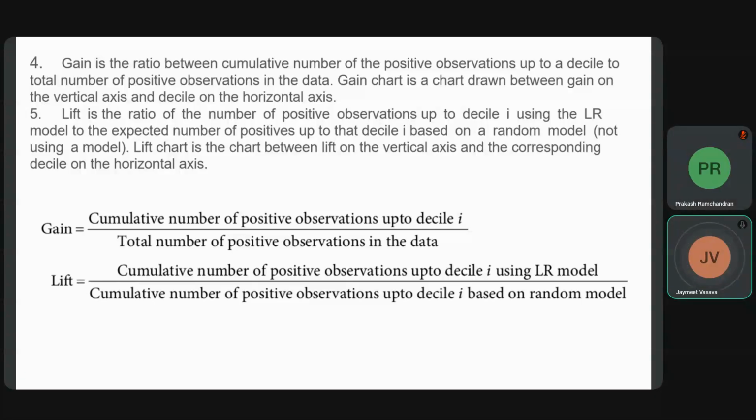So a gain chart is drawn between gain on the vertical axis and decile on the horizontal axis, whereas a lift chart is drawn between the lift on the vertical axis and the corresponding decile on the horizontal axis.